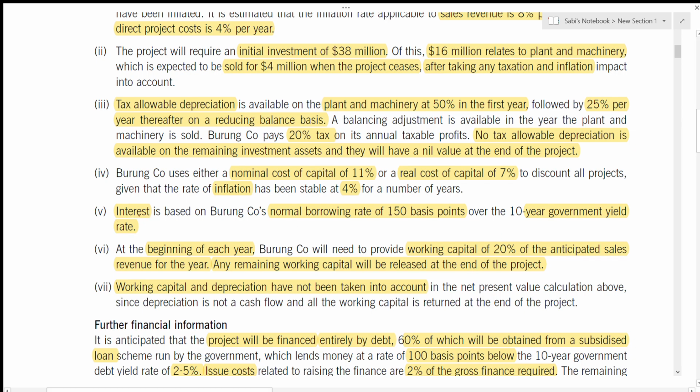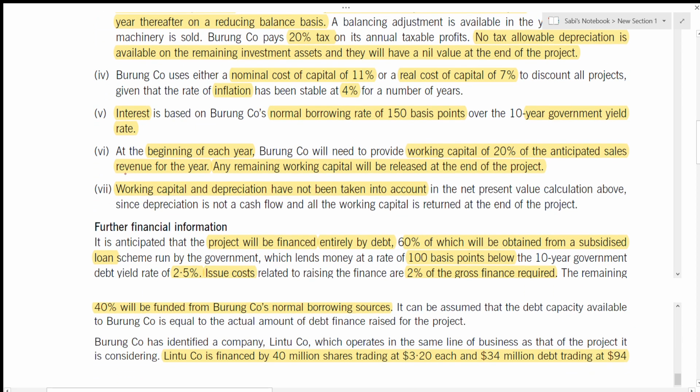Interest. The fifth point: interest is based on the borrowing company's annual borrowing rate of 150 basis points over the 10-year government nil rate. Right? At the beginning of each year, the borrowing company will need to provide working capital of 20% of the anticipated sales revenue for the year. 20% of the sales, that means, right?